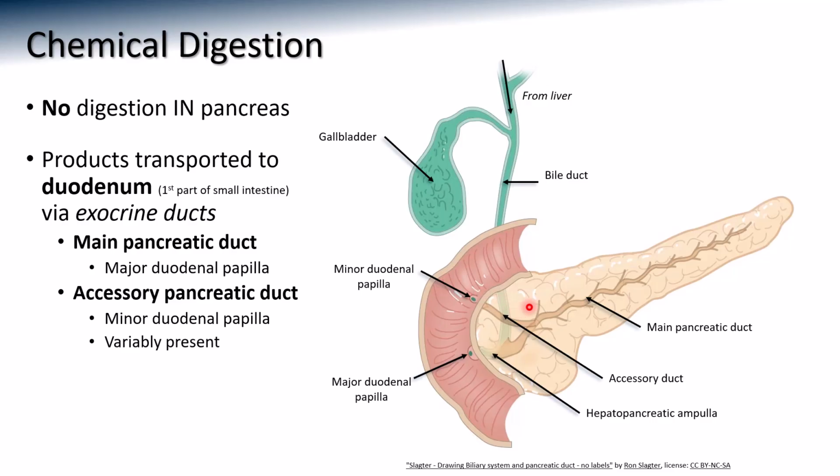So for some people, their pancreas develops this accessory duct that travels just a little higher up and empties here. But for many other people, they just don't have that at all. They've only got the main pancreatic duct and major duodenal papilla.